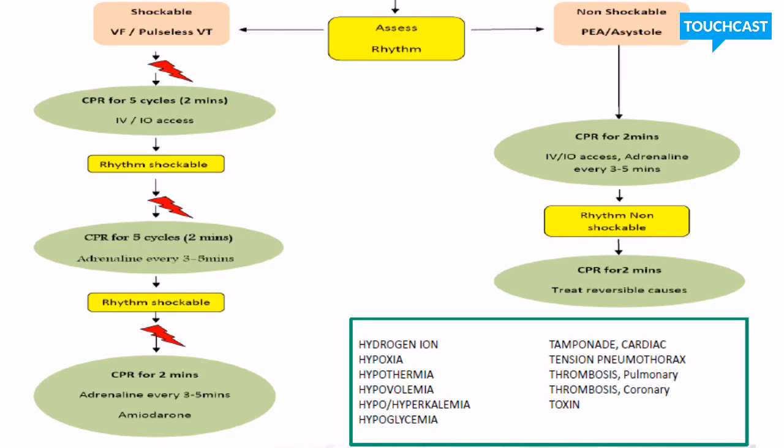At this moment you look for the reversible causes, the H's and T's: hydrogen ion, hypoxia, hypothermia, hypovolemia, hyperkalemia, hypoglycemia, cardiac tamponade, tension pneumothorax. Pulmonary thrombosis means PE, coronary thrombosis means acute coronary syndrome, and you ask the family members whether the patient has taken any drugs.